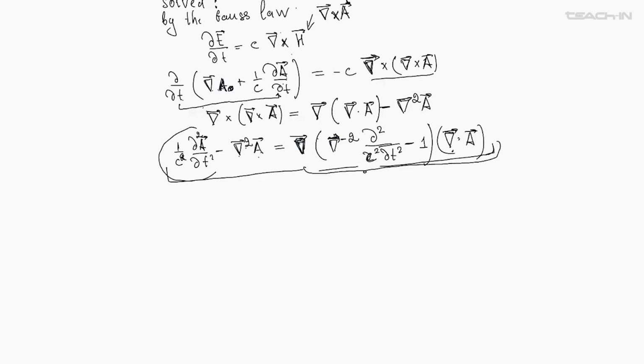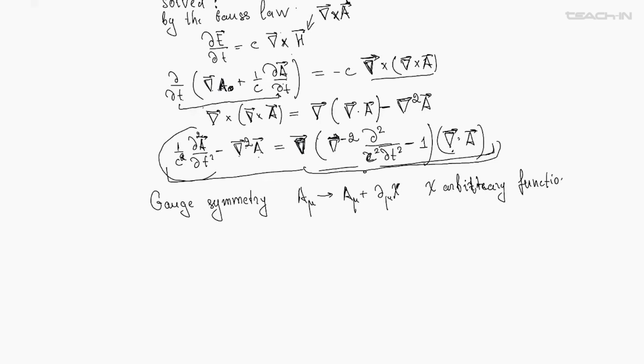Gauge symmetry, which consists in a possibility to change our electromagnetic potential by adding to it a gradient of any differentiable function, chi, an arbitrary function of space-time point, arbitrary function of x, without change of electric and magnetic fields.